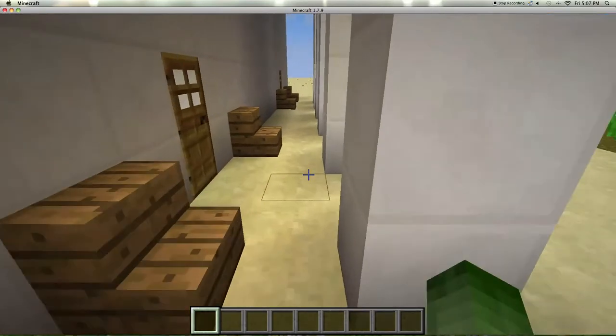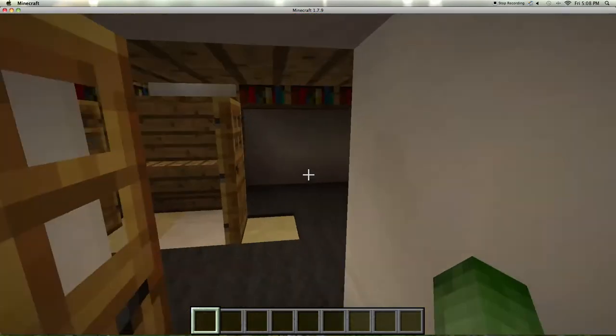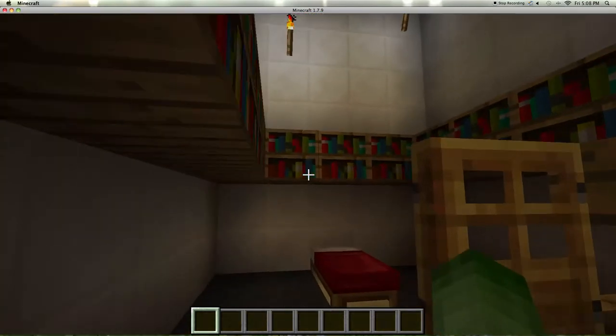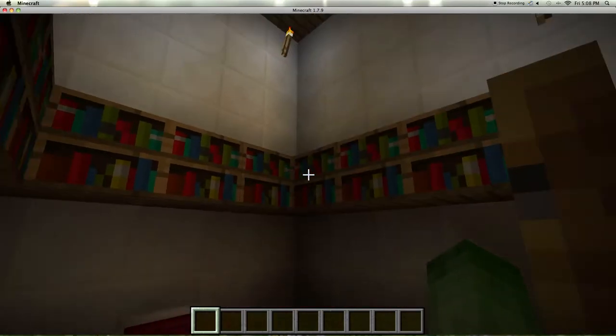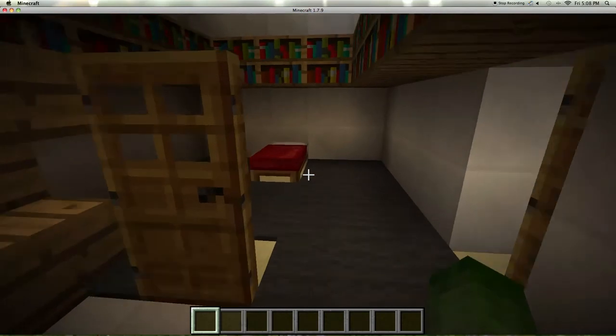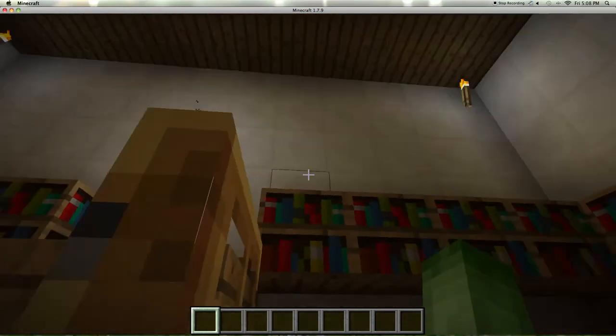I'm trying to get to the last building, because this is the priest's quarters, one of the priest quarters. It was a lot fancier than the Native Americans', as you have probably noticed. It had bookshelves, a nice wardrobe, and more beds, of course. So yeah, that is the priest's room.